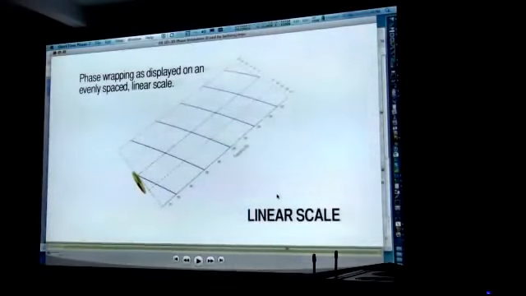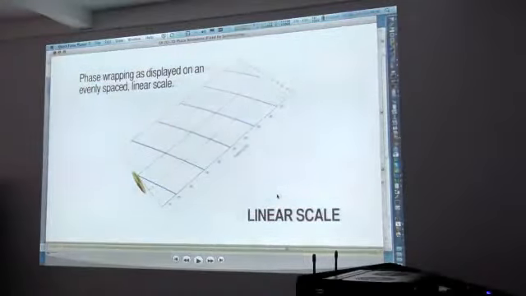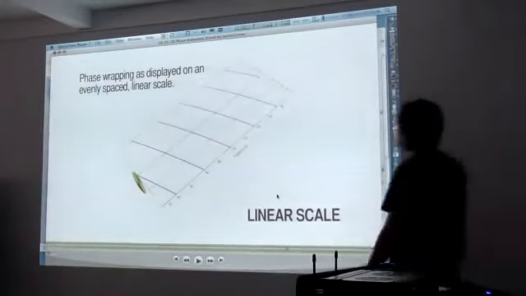Let's say you have one cycle at 1K. Then you will not have 2 cycles, 4 cycles, 8 cycles. You will have 2, 3, 4, 5. It will not be 1, 2, 4. It will be 1, 2, 3. Phase is not exponential or logarithmic. Phase is linear.